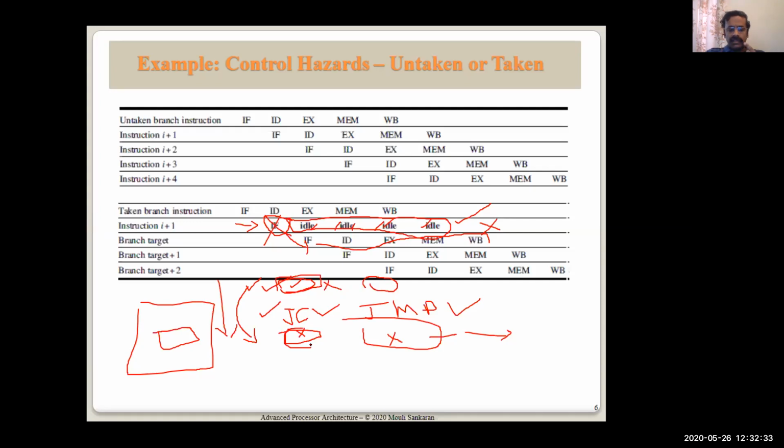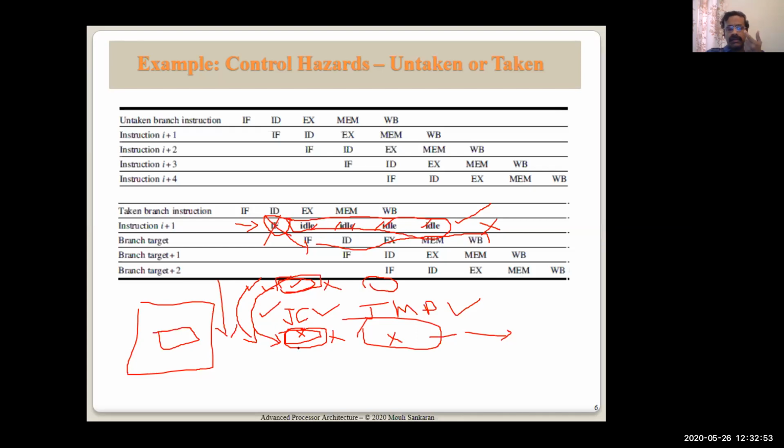I know that this slot is going to be wasted. Okay, suppose a jump is happening, this slot is going to be wasted. I'm going to waste that cycle because it is going to be filled with idle. So can I fill that slot? I call it a delay slot, because I am going to delay the execution of the instruction.